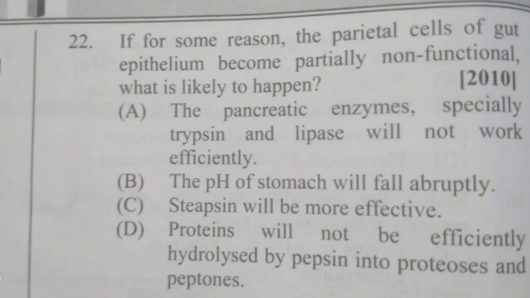Okay, our next question is, if for some reason the parietal cells of gut epithelium become partially non-functional, what is likely to happen? As we know from option D, proteins will not be efficiently hydrolyzed by pepsin into proteoses and peptones because pepsinogen needs low pH value to function properly.